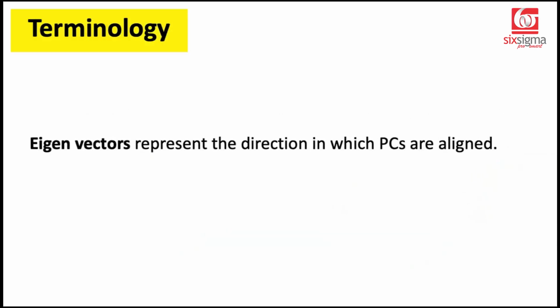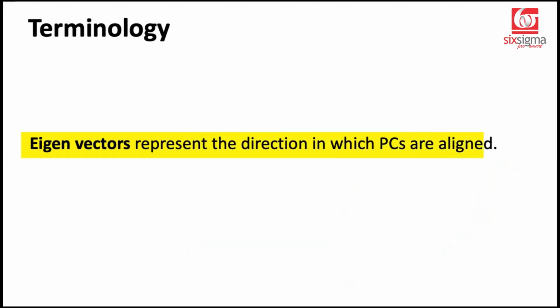So now coming to some terminology. Eigenvectors represent the direction in which PCs are aligned. That's the importance of eigenvectors. Eigenvectors are the vectors that provide us those coefficients of the principal components that we just talked about some time back. Now there's another term called eigenvalue, and let's understand this with the help of another analogy.